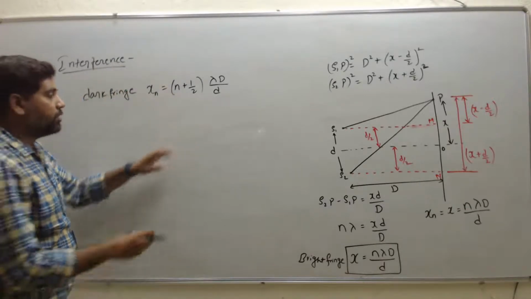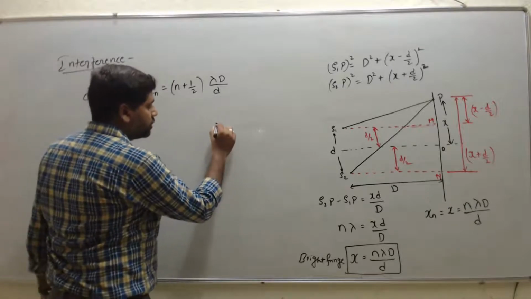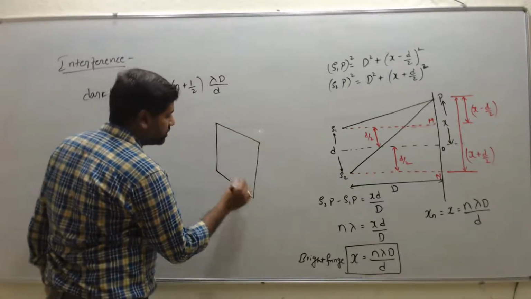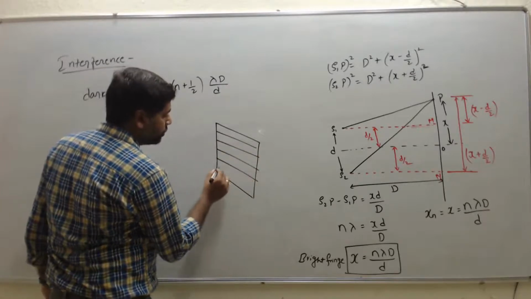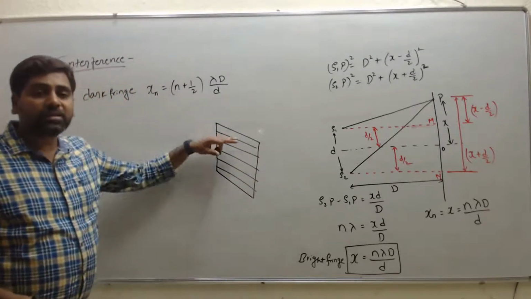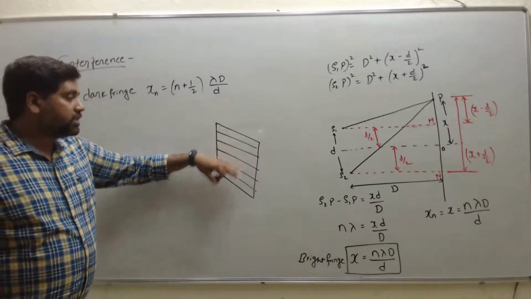So in the previous diagram here we observed that the screen is like this. Then here we have the bands, right? So these bands are called fringes.